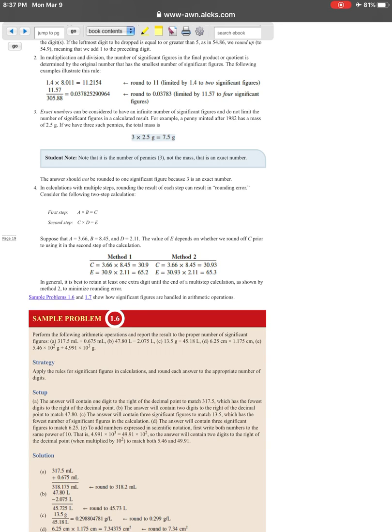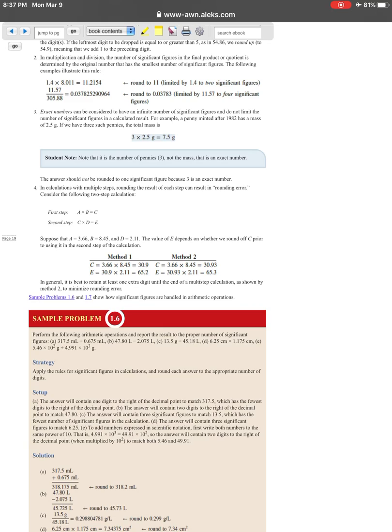So in those two measurements, 1.4 and 8.011, the 1.4 has the fewest number of sig figs, only 2. So our answer can only have 2. So we do the calculation, 11.2154, but we round it to 2 sig figs. And if you round it to 2 sig figs, 11 would be your answer. Okay.